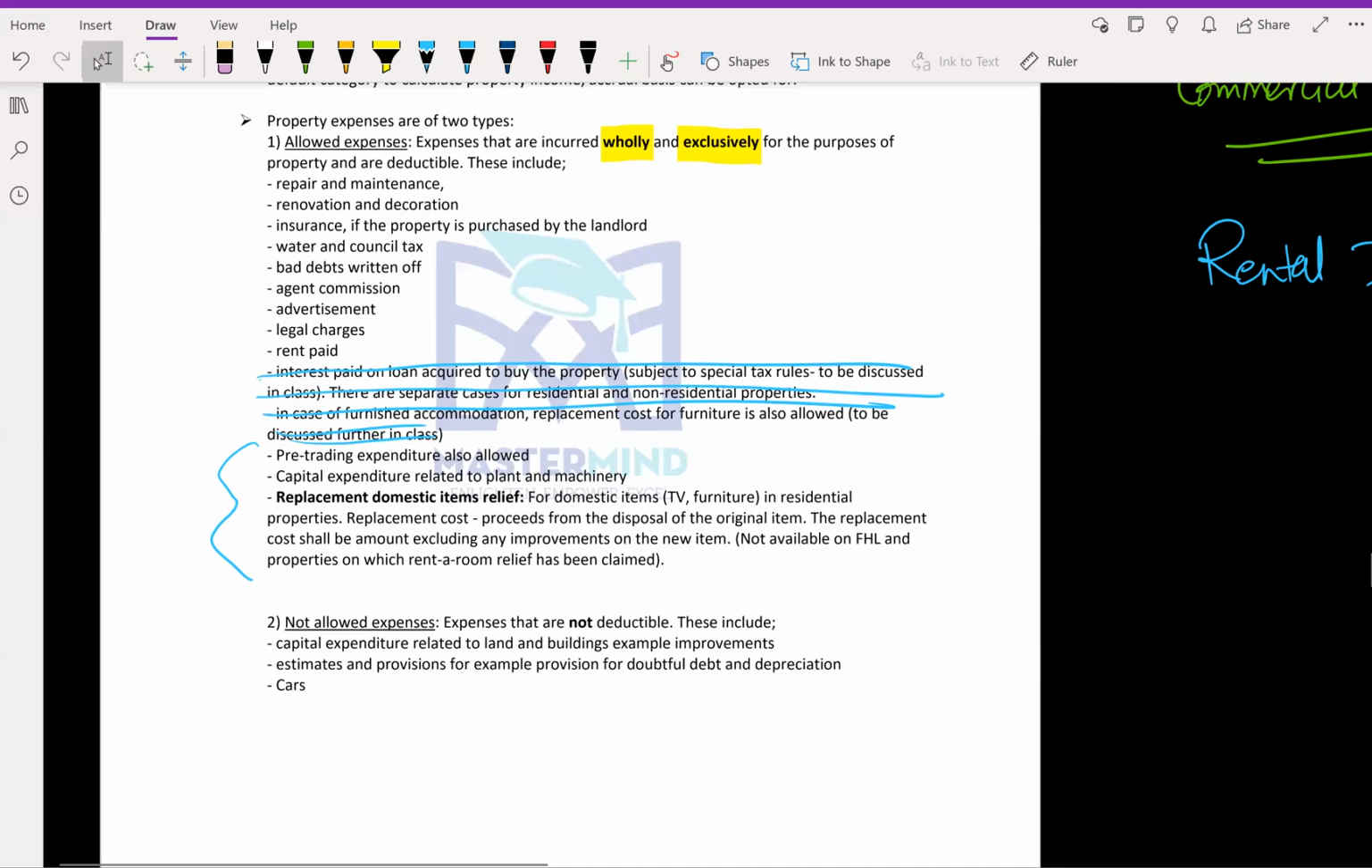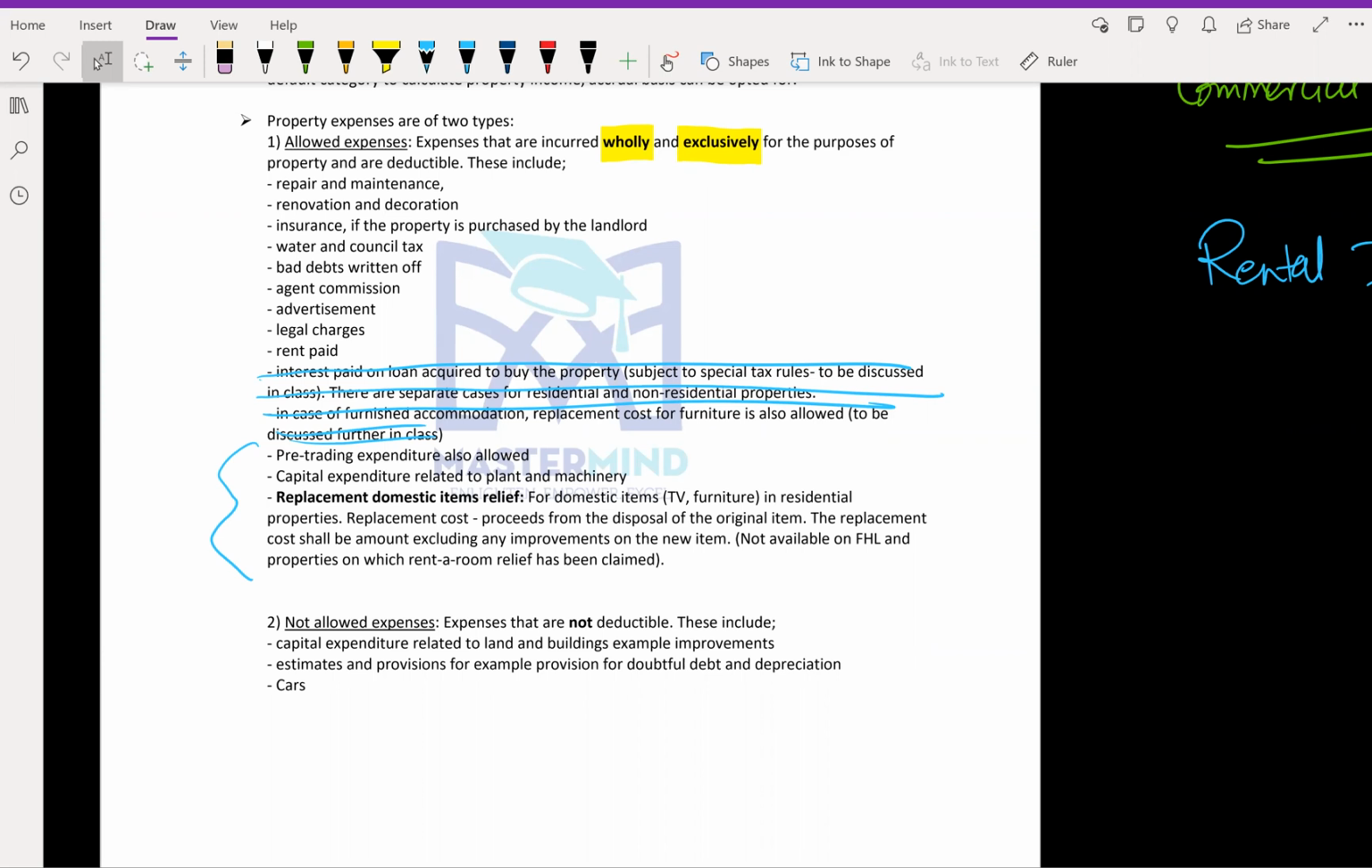All right. Now you have repair, maintenance, renovation, decoration, insurance, right? Renovation, decoration is basically called staging usually, right? The staging expense, water and council tax, and this is, guys, only if the landlord is paying it. If the tenant is paying it, then obviously it's not going out of the landlord's pocket. We're studying for the landlord. Okay. Agent commission, advertisement, legal charges, rent paid, right? Rent paid is when you, in fact, I'll explain this example later when we study about the premiums, right?